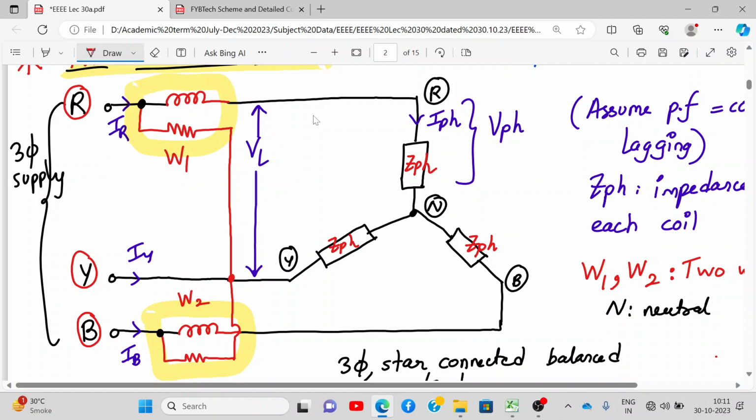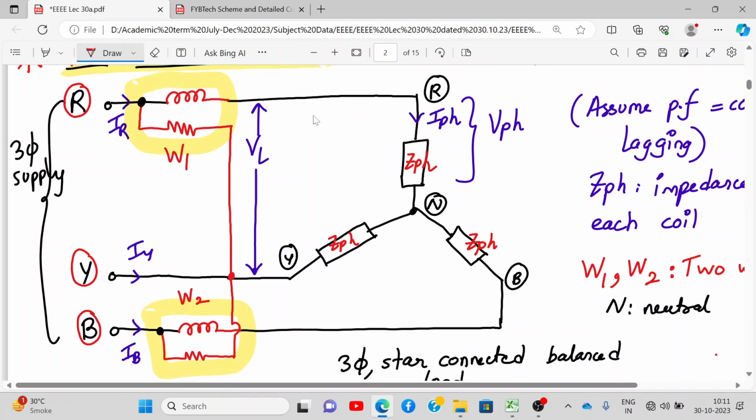First, draw the three-phase star-connected balanced load, balanced system. So this is my three-phase system, which we have seen before. Balanced load means what? All of the three arms are the same. Z phase, Z phase, Z phase. We have a line voltage and a phase voltage. And we have three currents, IR, IY and IB.